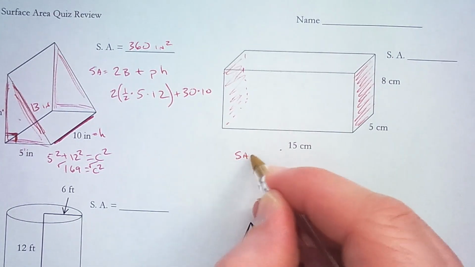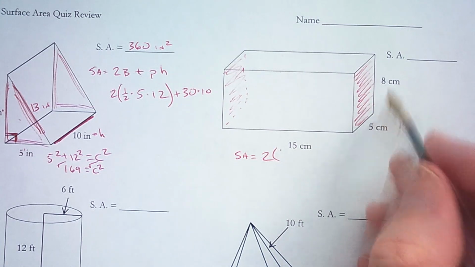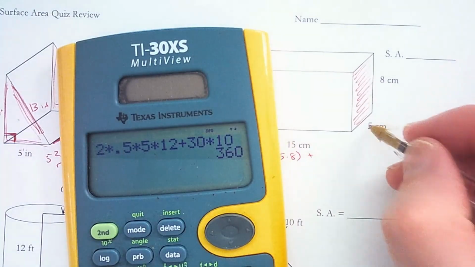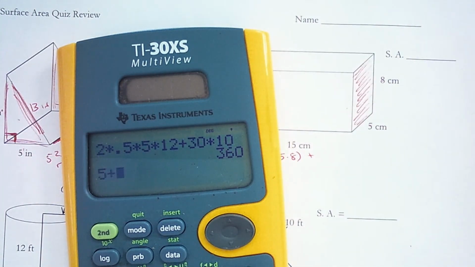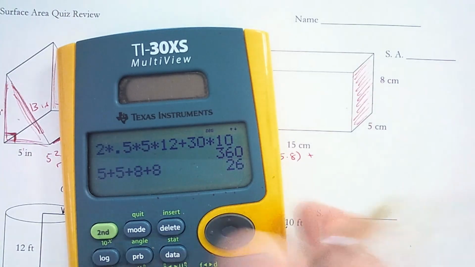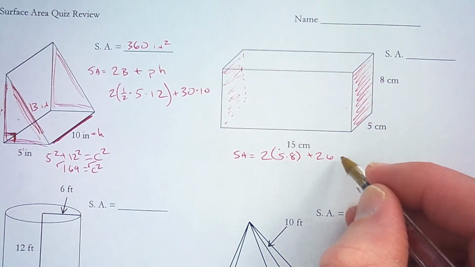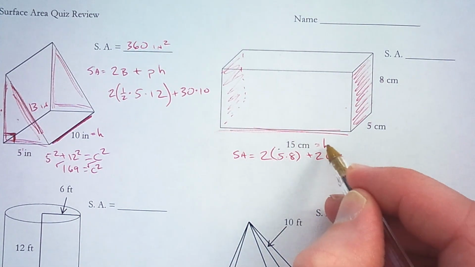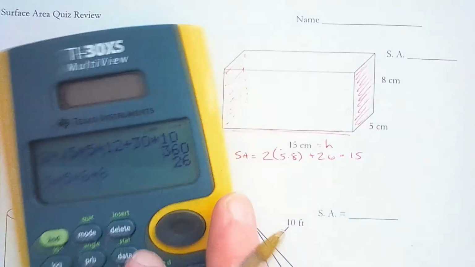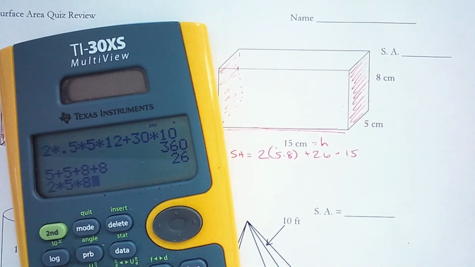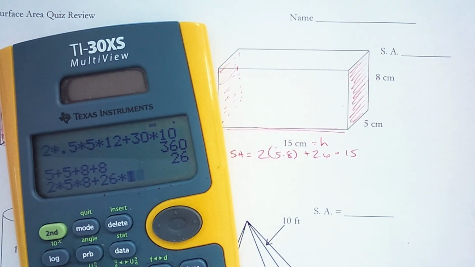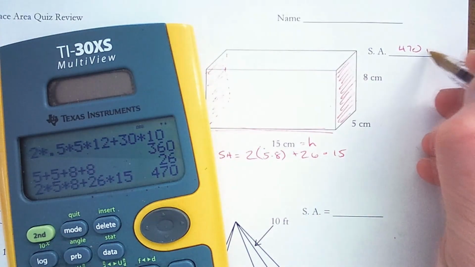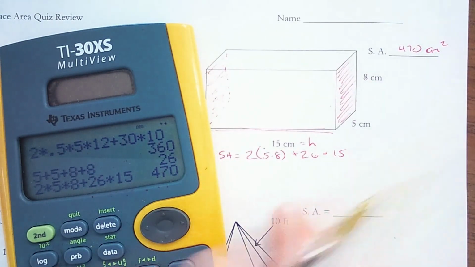So we have a surface area of 2 times the area of the base, which is 5 times 8, plus the perimeter of that same base, so we've got 5, 5, 8, and 8, for a perimeter of 26. And then the height is the distance between the 2 bases, which is 15. So 2 times 5 times 8 plus 26 times 15, 470. 470 centimeters squared.